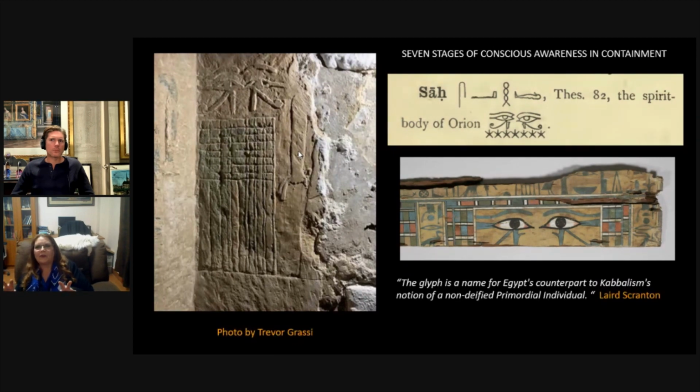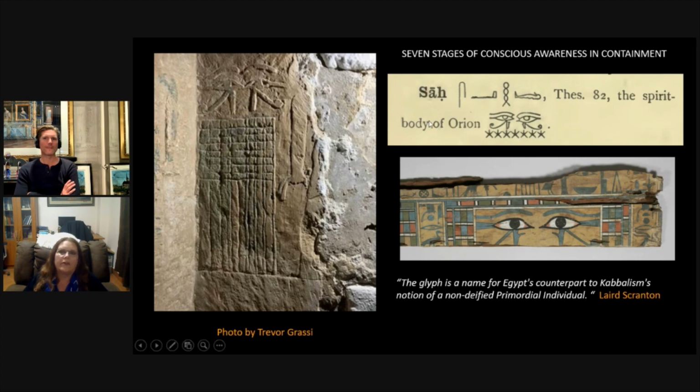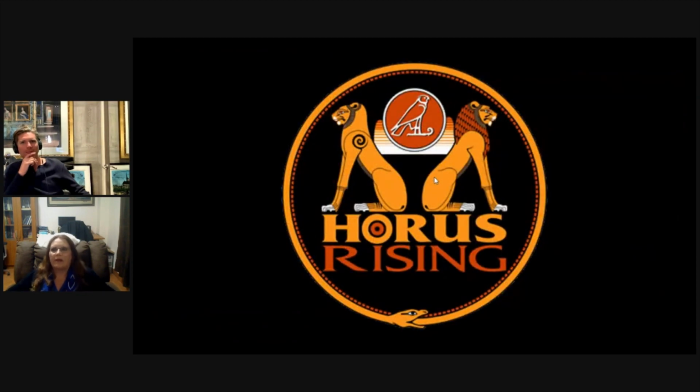It's funny, when you see the two eyes in the body of Orion, and there's seven stars underneath, right? They're called the seven stages of conscious awareness and containment. You can't escape this patterning. And as Laird says, the glyph is a name for Egypt's counterpart to Kabbalism's notion of the non-deified primordial individual. The two eyes come together and separate. Orion is Sa, right? But he is also Osiris on this journey, the hero's journey. And what are the seven but the seven chakras, as you said, the seven inner suns of our perception, which hopefully our Kundalini rises through.